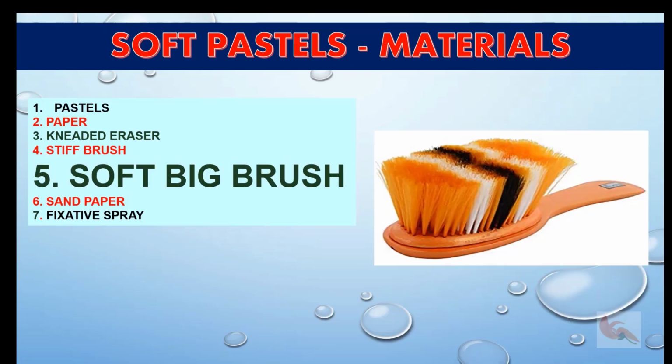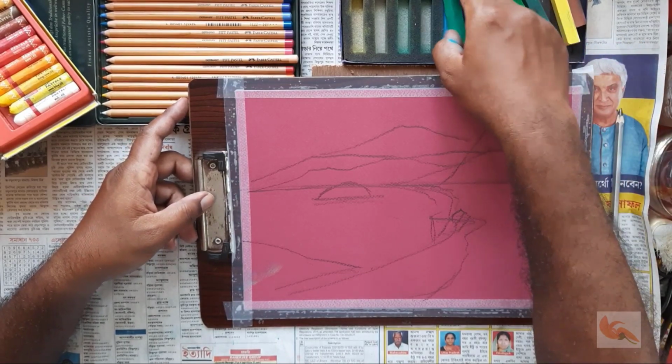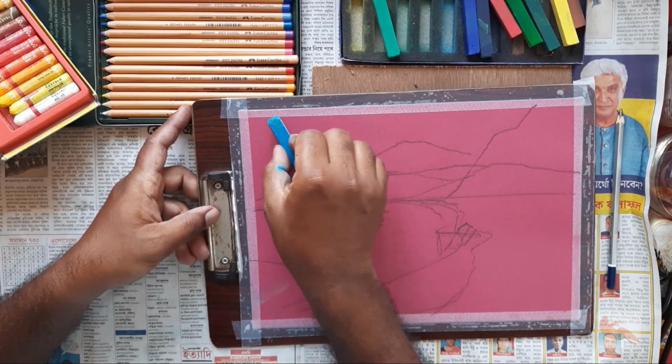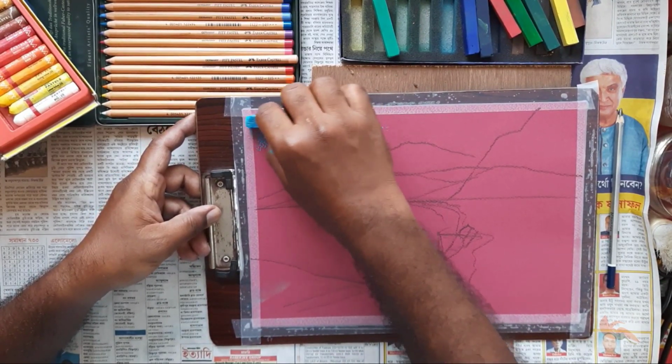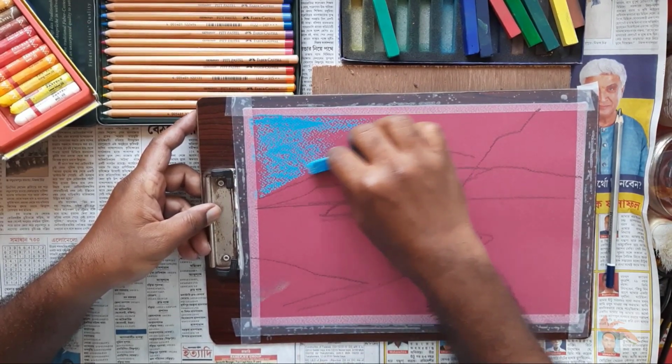Also a soft cleaning brush for cleaning the debris, though it's advisable to keep the paper at an inclination so that while drawing, the pastel dust produced drops to the bottom. Many times we feel comfortable working on paper keeping it flat on the table. On such occasions, we need to often keep cleaning the paper surface.